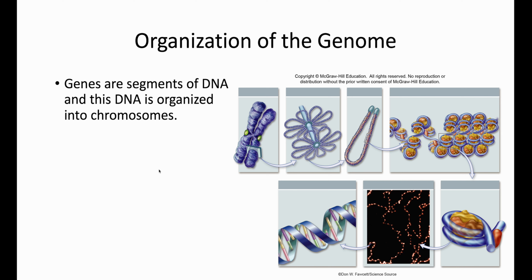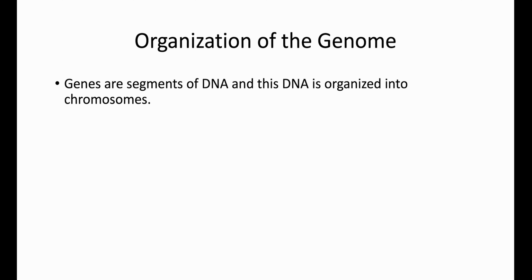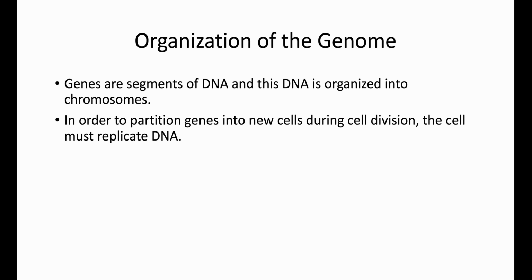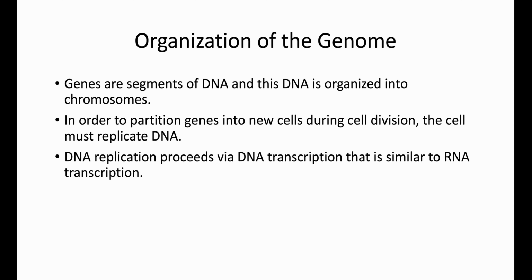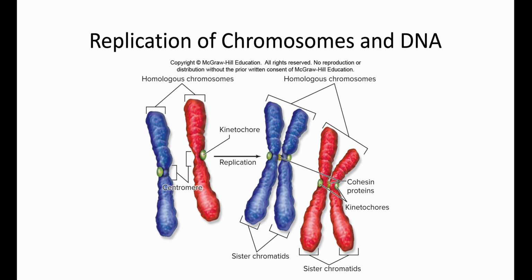So that's how DNA is moved about the cell and stored, not as raw DNA floating around in the nucleus, but actually DNA attached to histones organized into chromosomes. So in order to partition genes into new cells during cell division, the cell has to replicate its DNA. We've already talked about that when we talked about transcription and the replication of DNA. But at the same time that we do that, we also have to replicate the chromosome, because the chromosome is what's going to be carrying that DNA. So we do that during the S phase of the cell cycle, which we'll get to in a minute.